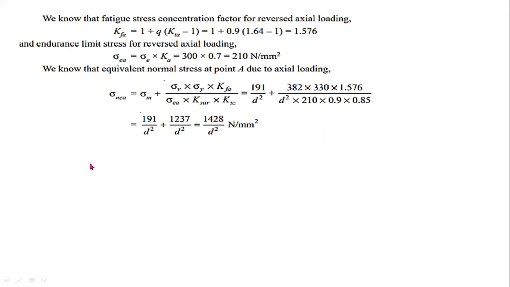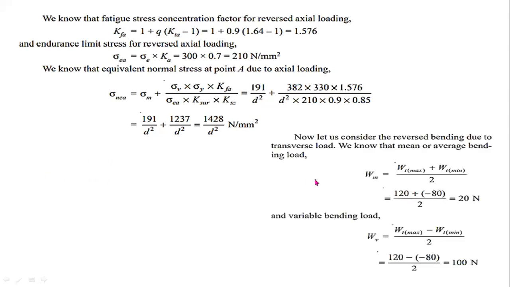In a similar manner, you have to find the equivalent normal stress for bending. Already we know the values of W_T max, the maximum torsional load, and the minimum torsional load. Due to these loads, bending may occur at points A and B.